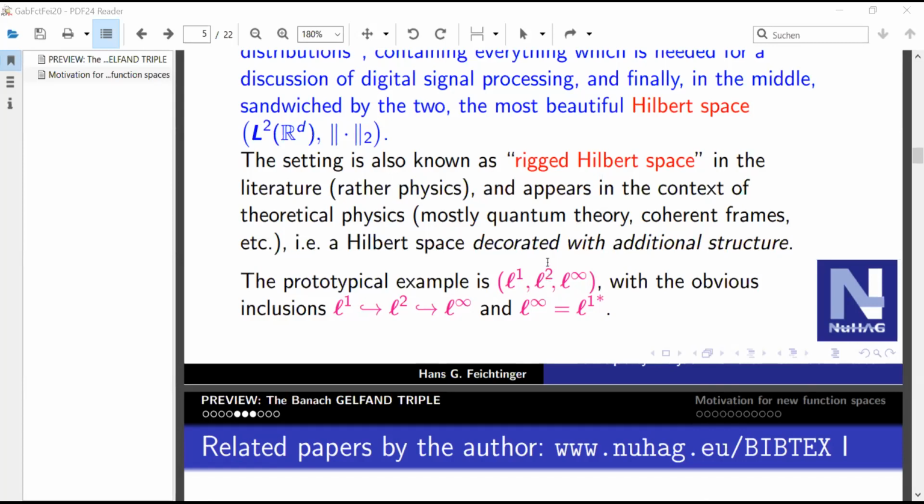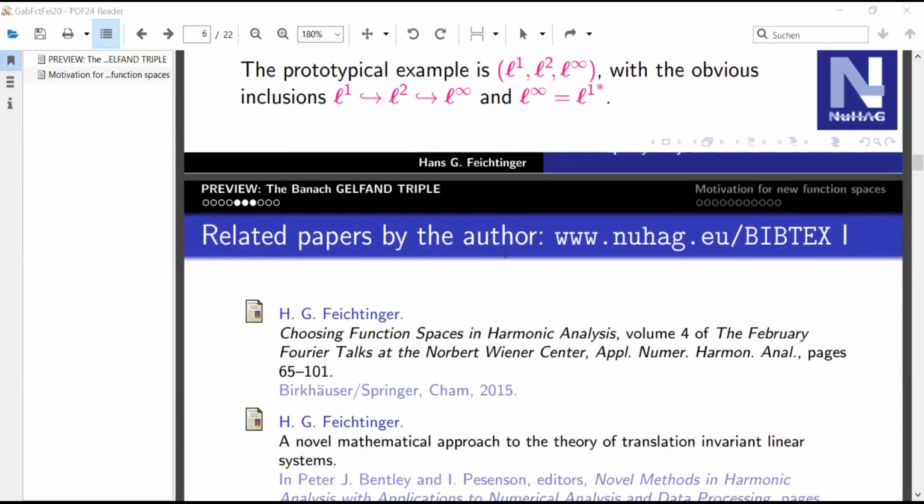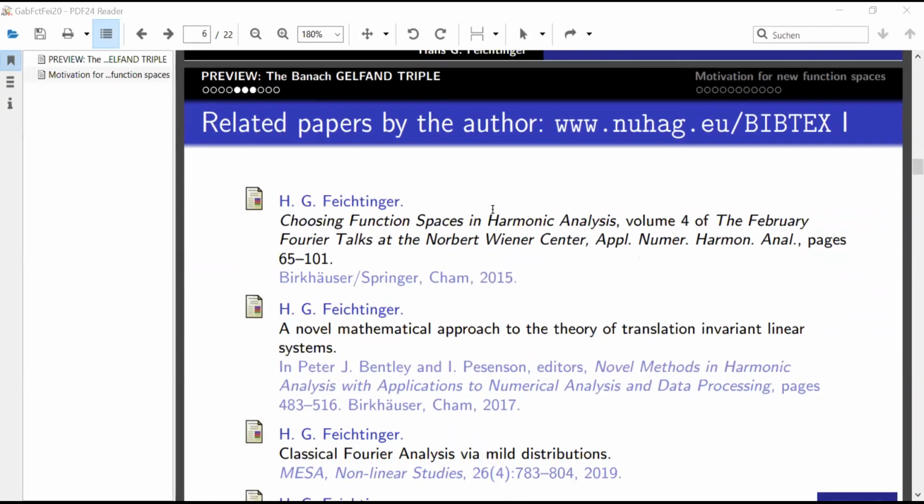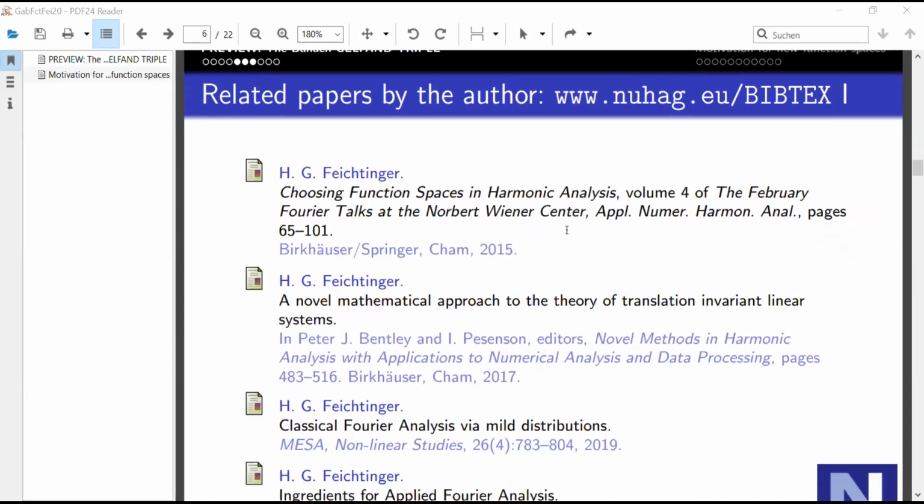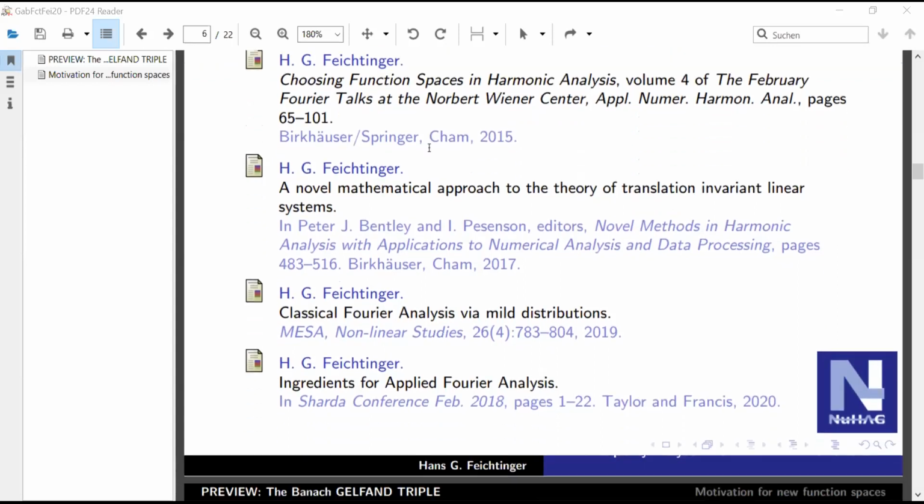So there's a very strong connection to the Nobel Prize in Physics from 2017. This is just put together a number of papers I have written in the last few years, more or less in order to promote these general ideas. For example, choosing function spaces is a paper where I tried to give a hint how we could talk about consumer reports and what are the construction principles for different function spaces. So there probably you can learn a few things.